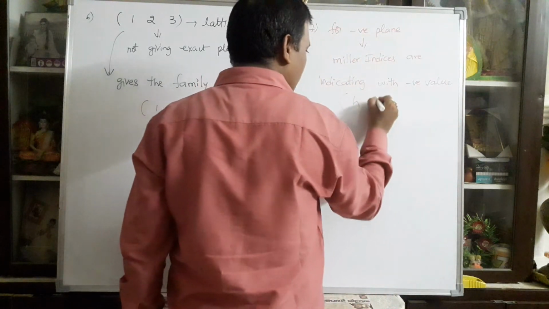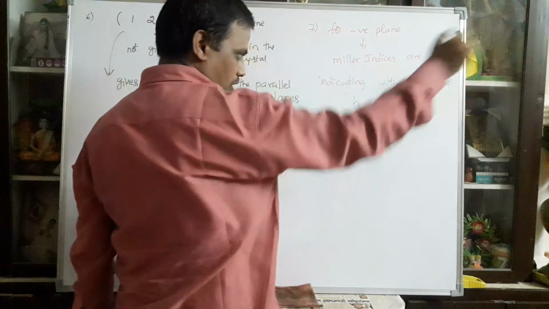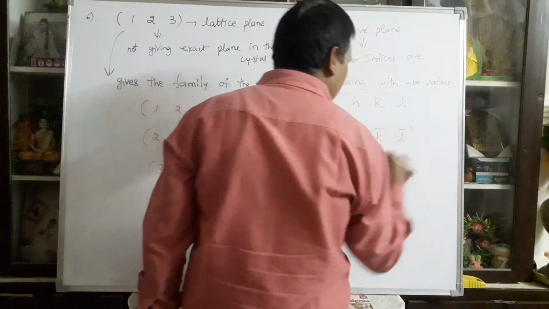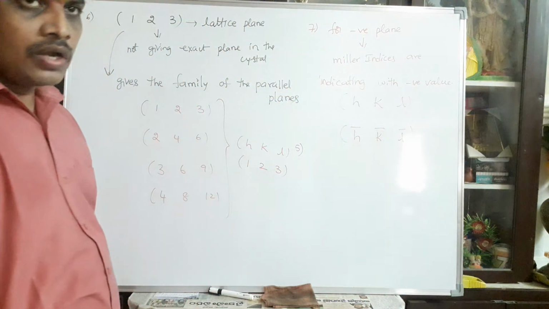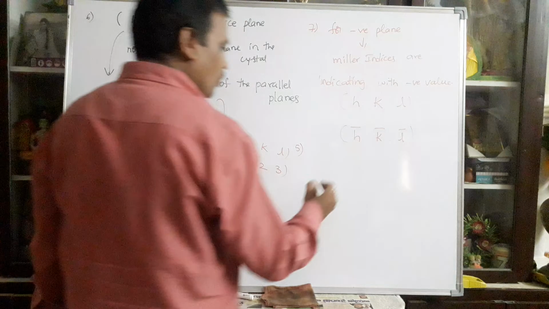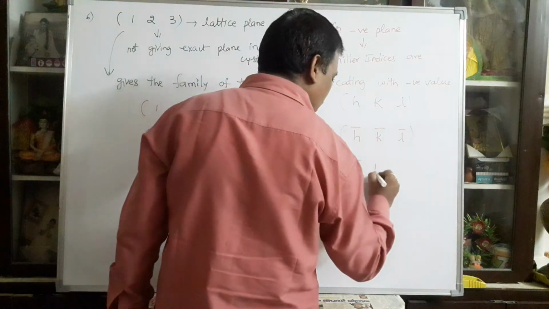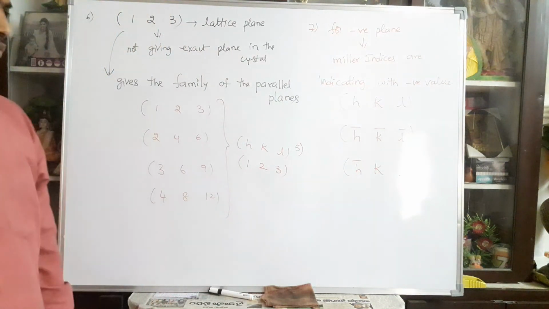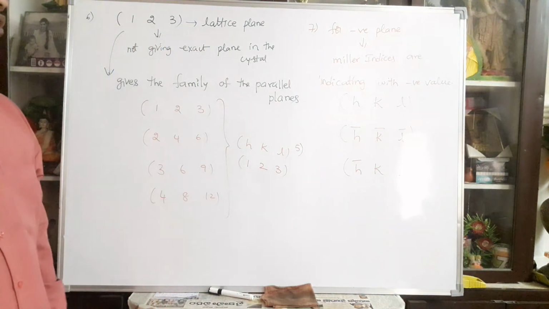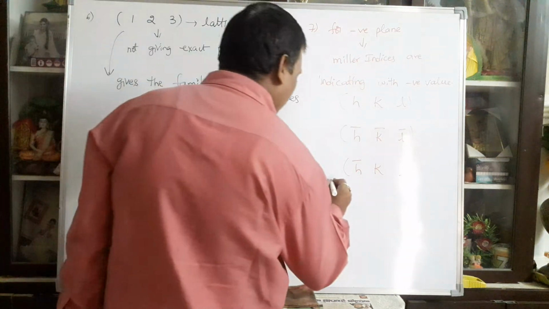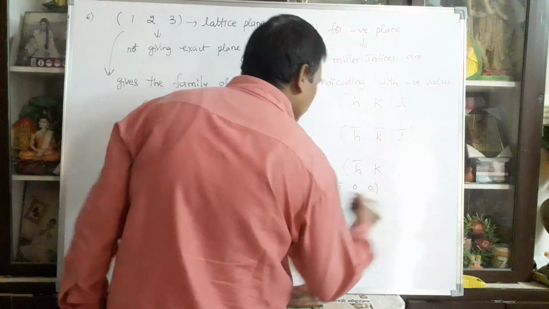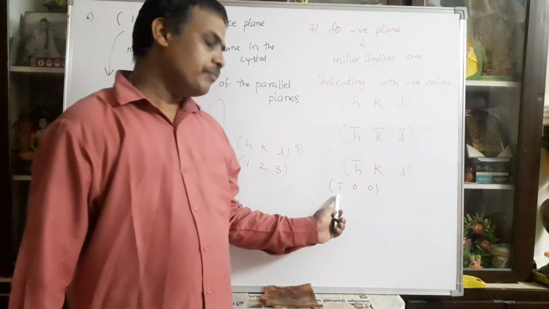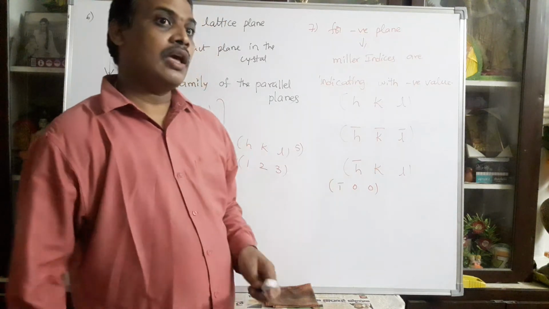Suppose the positive Miller indices are H K L. Completely negative Miller indices can be taken as H bar, K bar, L bar. If only the X direction is negative, you can represent it as H bar, K, L. H bar, K, L is the negative direction of Miller indices. Suppose you draw 1 bar, 0, 0. 1 bar is nothing but negative, and the negative point lies along the X direction of the crystallographic axis.